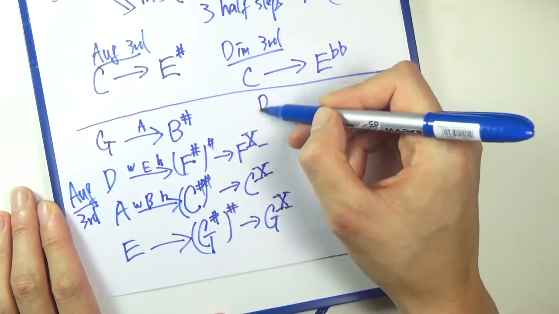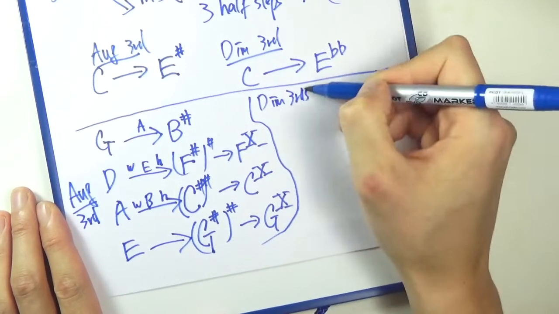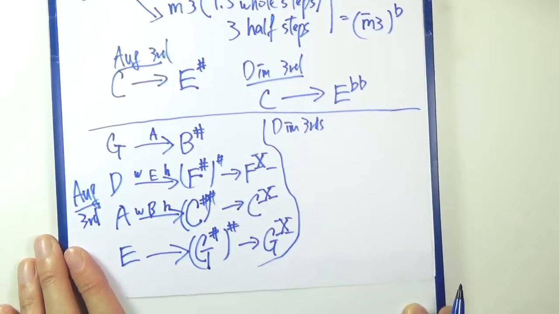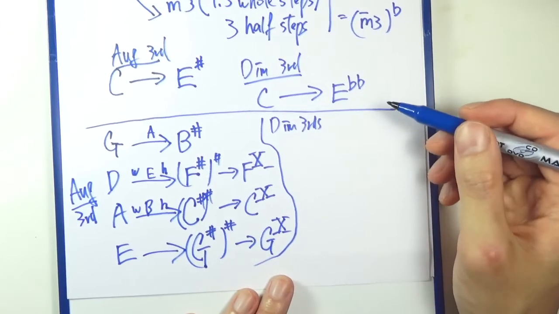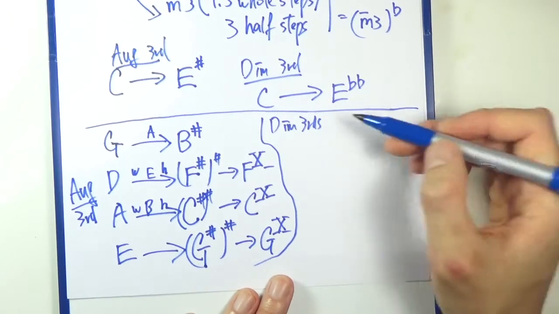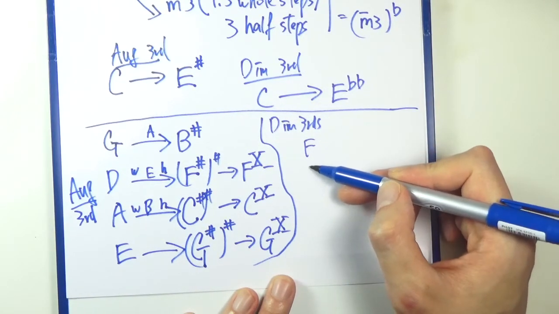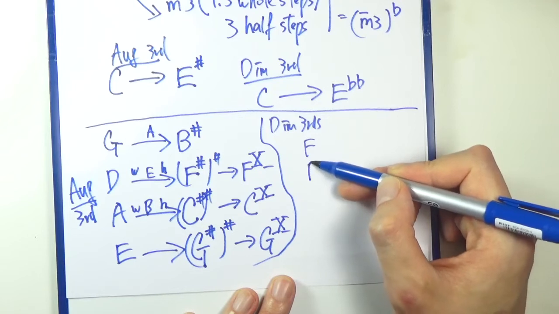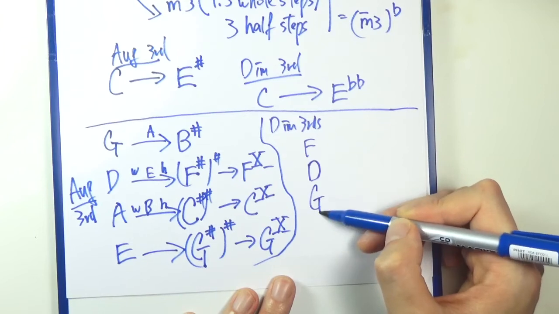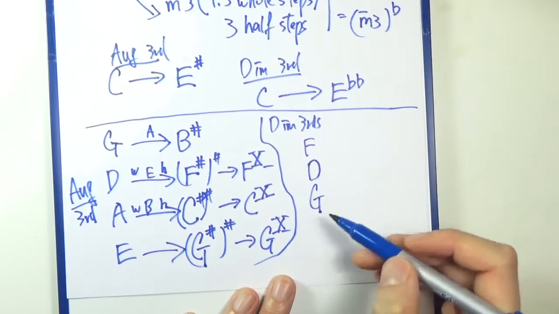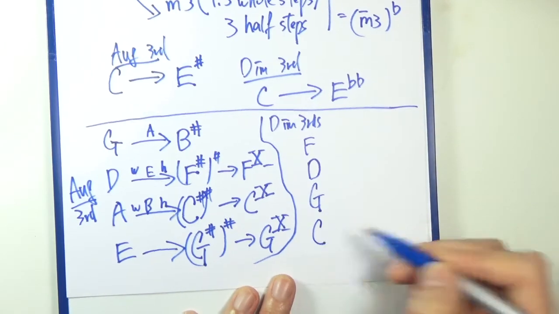Okay, so let's go for the diminished thirds here. All right, so let me reuse some of the notes. So let's put down F, and then D, and then a G. Let's put G here again. Let's put down C one more time. All right.